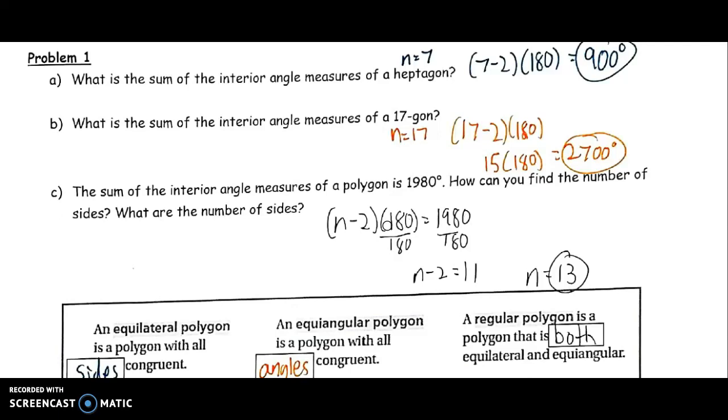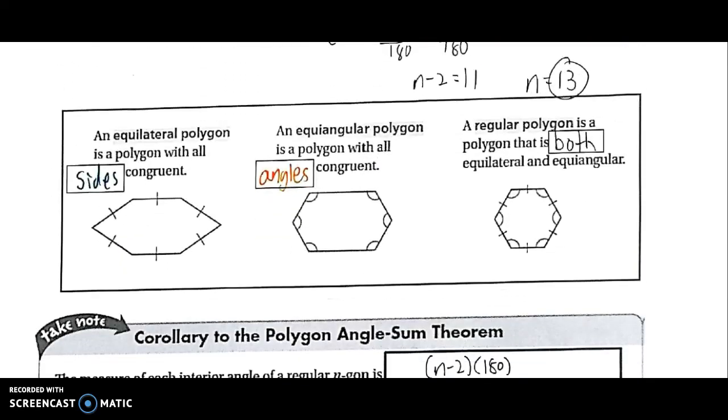We can use our algebra steps. If I'm multiplying by 180, I can get rid of that by dividing. And then if I have n minus 2 and I have 11 after that division problem, I get 13 for the number of sides. So you can use that rule forwards or backwards. I can take 13, subtract 2, and then figure out how many degrees I have in my figure. Or I can start with the degrees in the figure and work my way back to get that there were 13 sides.